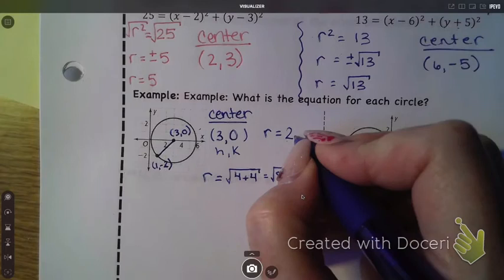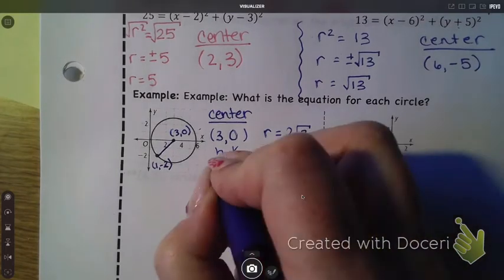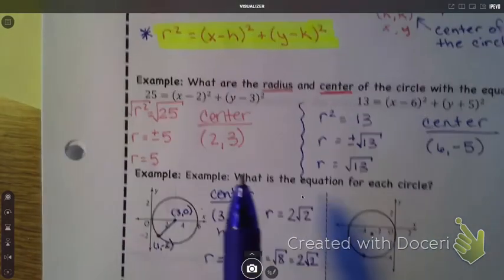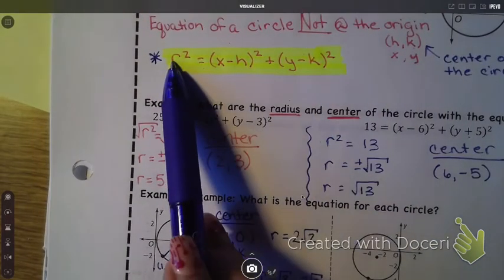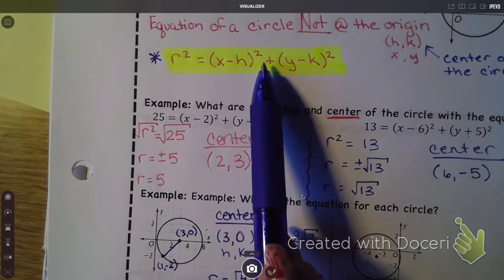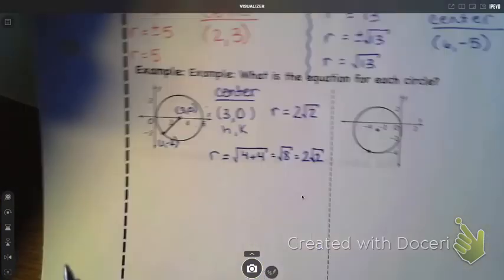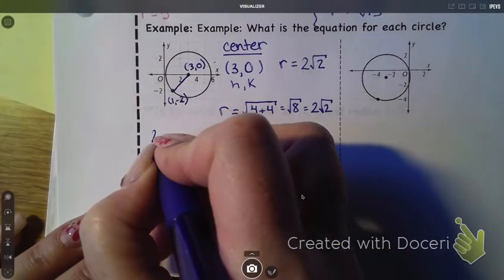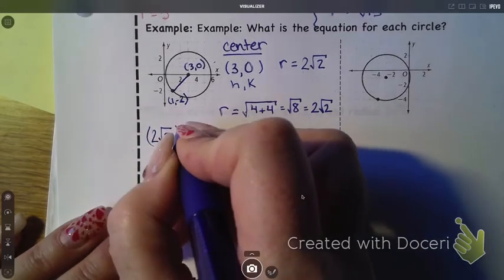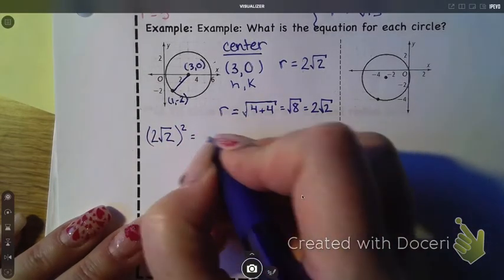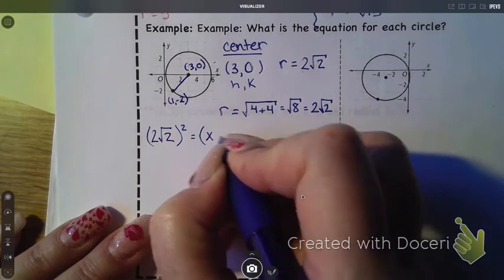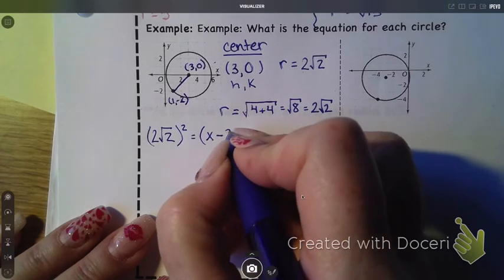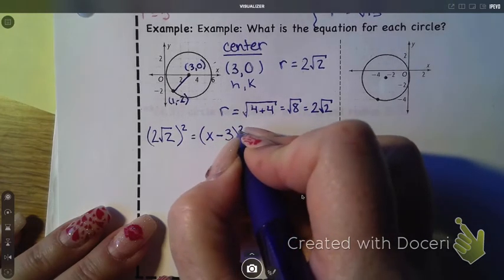So I have 2 square root of 2 as my r, and I have my h and k. Am I ready to write my equation? Okay, so the equation is, you guys are going to have to look at your paper. R squared equals x minus h squared plus y minus k squared, correct? Yeah. So we have r, and we have to do what with it? Square it equals x minus h, which is, what's h? 3. Quantity what? Squared.